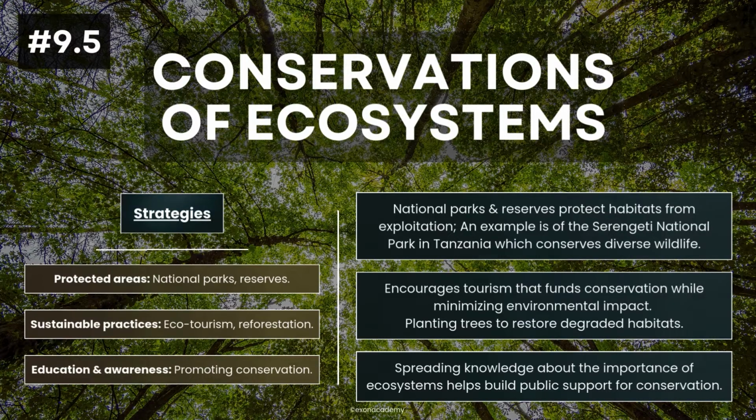Number 2, sustainable practices. The first sustainable practice is ecotourism, which encourages tourism that funds conservation while minimizing environmental impact. And then comes reforestation, which is basically planting trees to restore degraded habitats. Number 3, and arguably the most important, is education and awareness, which is spreading knowledge about the importance of ecosystems, which helps build public support for conservation. For instance, Costa Rica has successfully combined ecotourism and reforestation to protect its rainforests while boosting its economy.